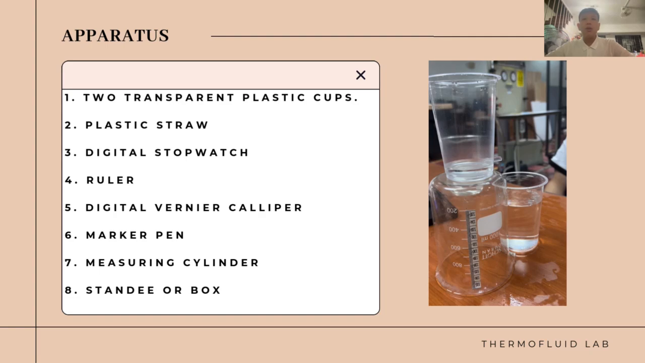5. We also use a digital vernier caliper to measure the diameter and the depth of the water. 6. A marker pen is also used to mark the initial height of the cup. 7. A measuring cylinder is used to measure the volume of the water. And 8. A standee or box is used so that one of the cups can be placed higher compared to the other one.